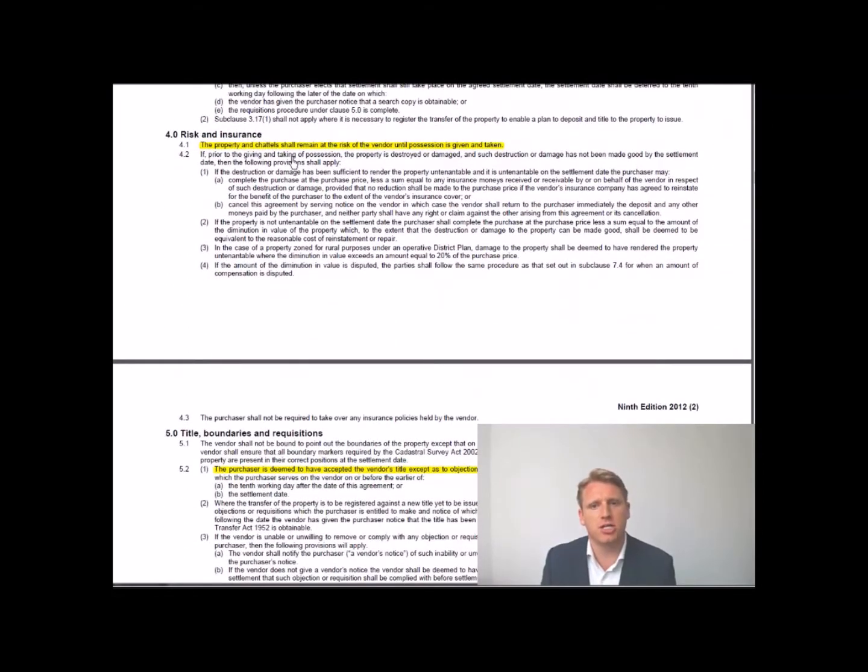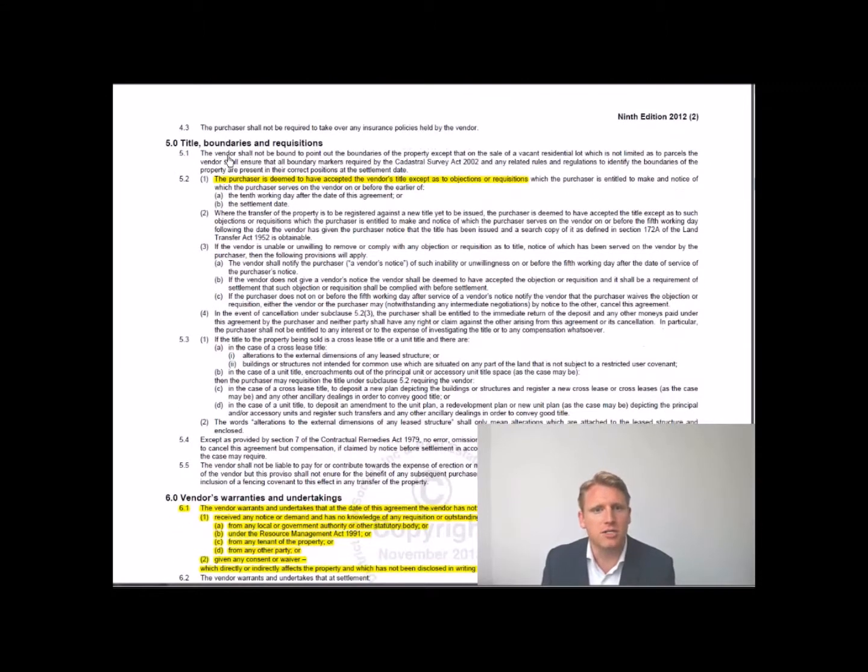Risk and insurance. The property and chattels shall remain at the risk of the vendor until possession is given and taken. So for example, even once the agreement's gone unconditional, the chattels and the property still haven't changed ownership. So if a fire occurred, or if something included in the sale, a washing machine or something like that, broke down, well then that's the responsibility of the vendor, the owner, not the purchaser, until that settlement has occurred. Then you've got obviously your title and boundaries. And now that means the purchaser is deemed to have accepted the vendor's title. So that means when you purchase it and you go unconditional, you accept the title.